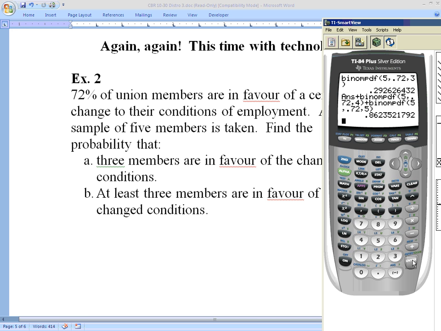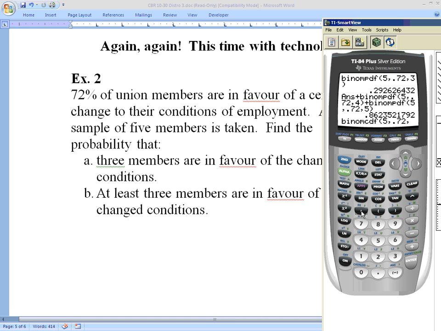And that seemed pretty fast, but we can do it even faster. There's another function on the calculator known as binom CDF. Binom CDF, the C stands for cumulative, meaning adding up. And so I'm going to select that. You start off the same way. We have our 5 trials, and we have our probability of success, which is 0.72.